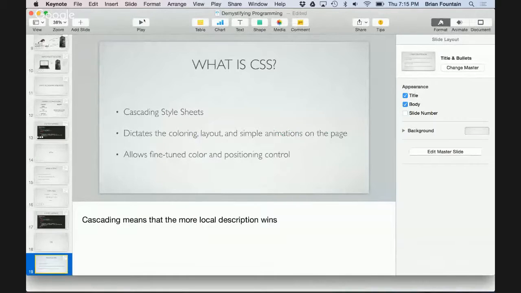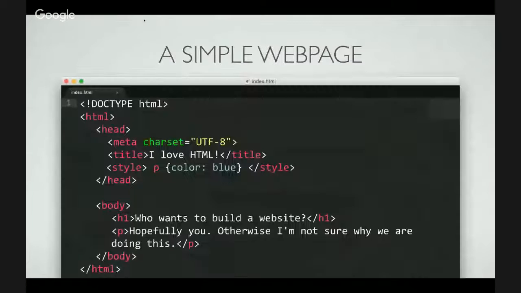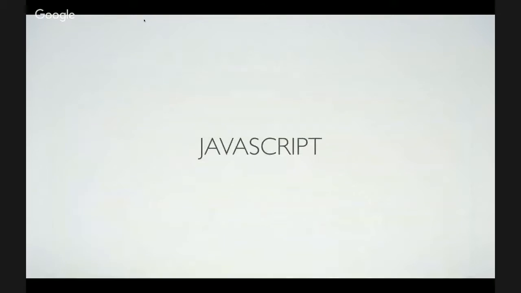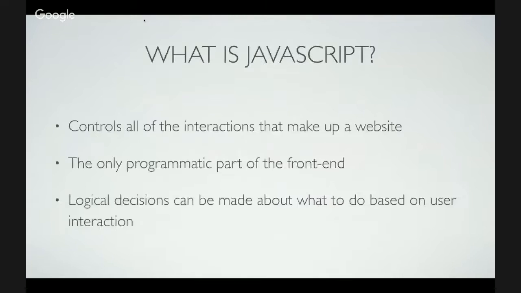All right, so back to our presentation. So here's a simple web page and how it looks with a little bit of styling placed in there. Here I've said that the paragraph should be color blue, and we get that, okay? Next, I want to talk about JavaScript. So JavaScript, it controls all the interactions that make up the website. And so when we think about HTML and we think about CSS, they're not really scripting languages.